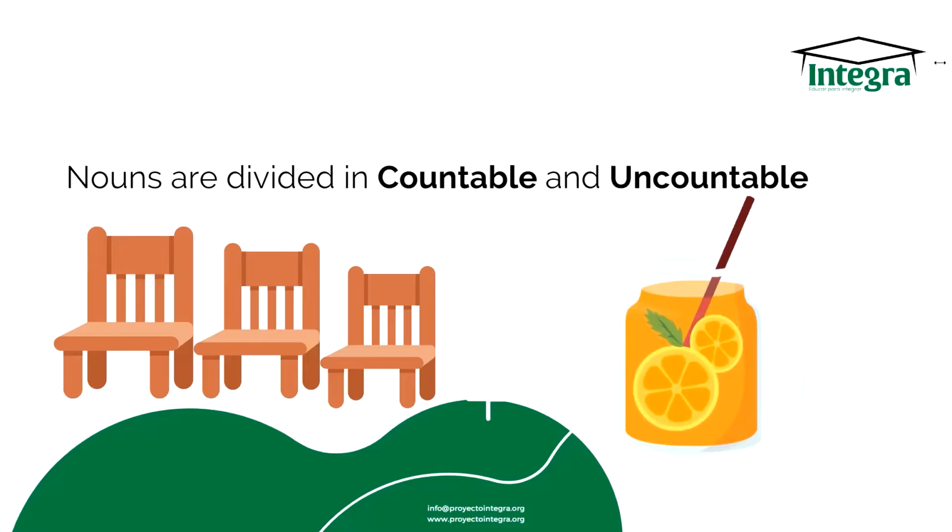Countable are things that we can count. For example, the chairs. I can say 1, 2, 3 chairs. I can count them. Uncountable are things that we cannot count to know the amount. For example, this juice. We cannot count liquid. I cannot say I have 2 juices. That is incorrect. Uncountable.